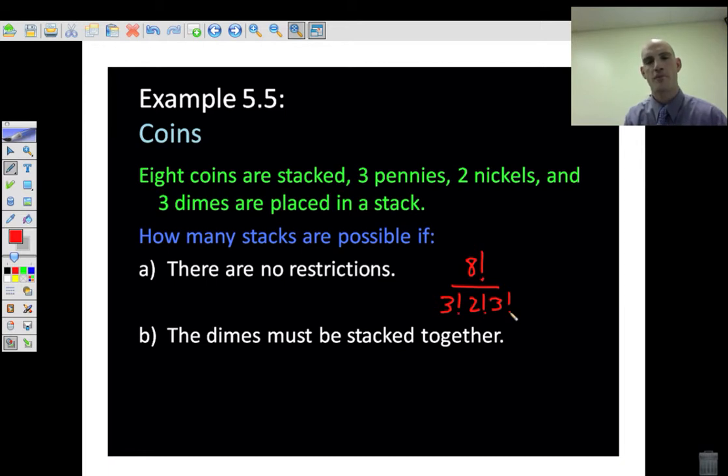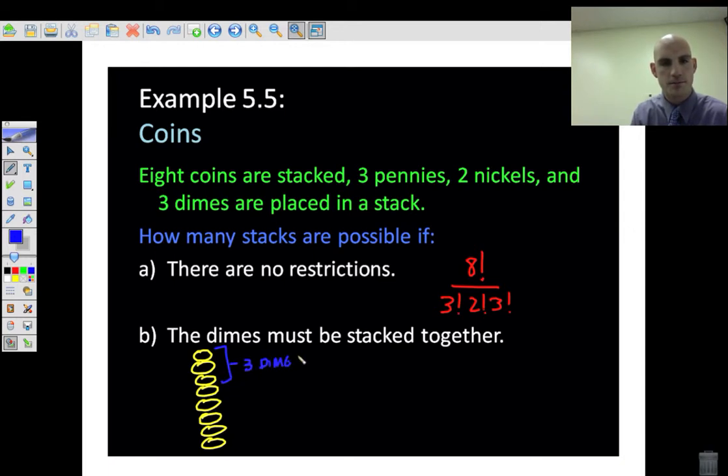Okay? Now, here's a restriction that throws a little bit of an interesting wrinkle into the problem. What if the dimes must be stacked together? So here's what we're looking at. We have a stack of 8 coins. And part of the restriction here is we're thinking we really have 2 distinct stacks. There's the 3 dimes. And there's the 5 other coins.